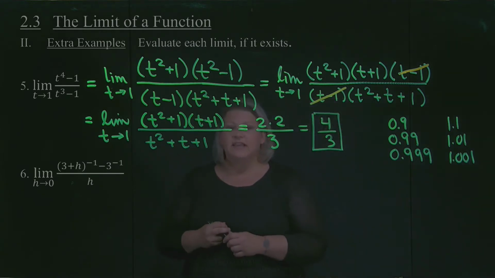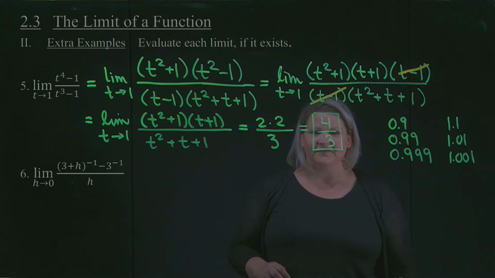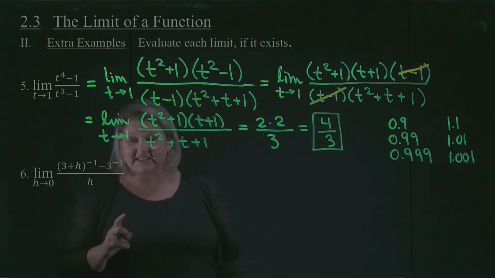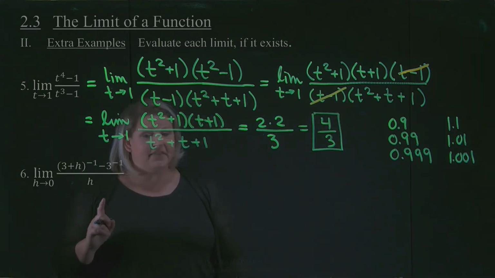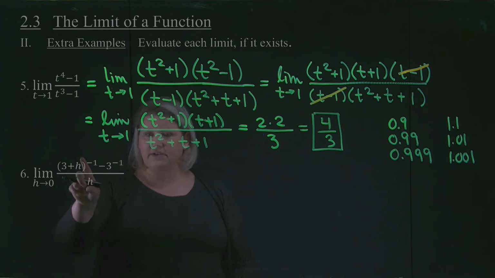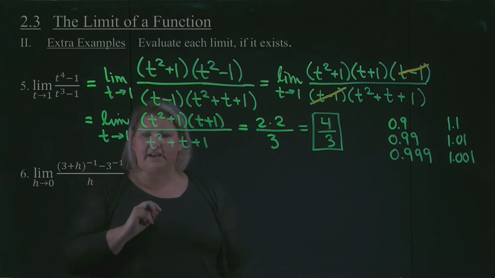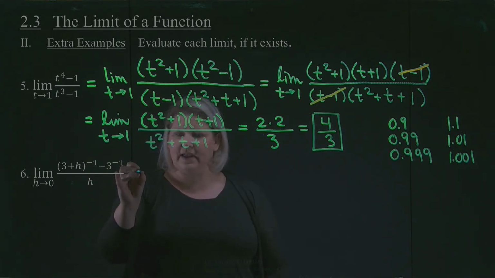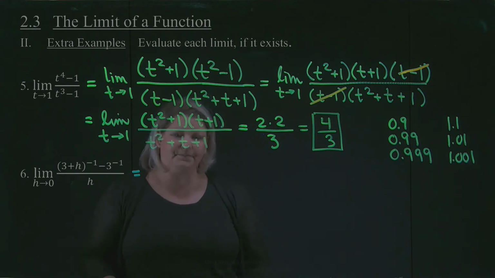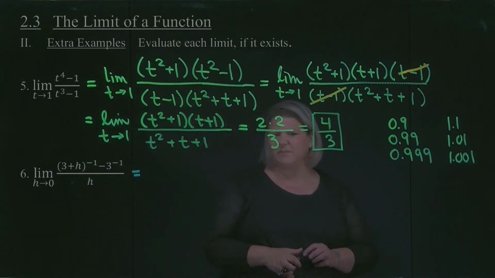Okay, let's look at the next one. Let's take a look at this next problem. Plug in h equals 0 first. So I'm going to have 3 plus 0, which gives me 3. This is going to be 1/3 minus 1/3. That gives me 0. And then h equals 0. I get 0 over 0 again. All right. So now I want to solve that. I'm going to simplify it. Do some math smoke and mirrors.